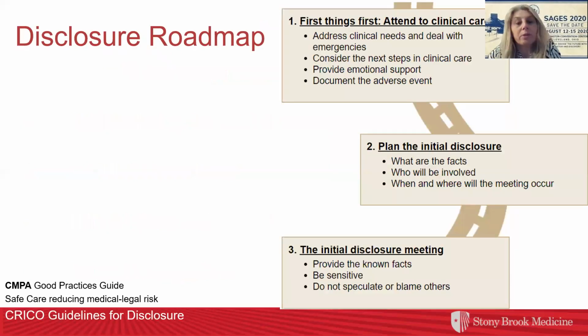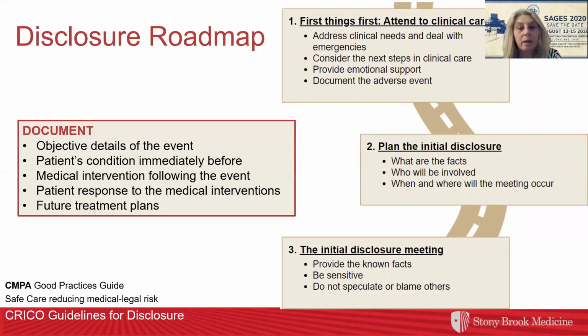So next, I want to share with you the disclosure roadmap, which starts with addressing the clinical needs of the patient and making sure that you are the appropriate individual or team to provide further care. This may be a time to pause and consult another surgeon or physician, or transfer the care entirely, which could be in your or the patient's best interest. The reasons for a transfer of care must be very clearly delineated to the patient because they may feel abandoned. It's always important to document all the facts in the medical record, as this may be subject to discovery later down the road.